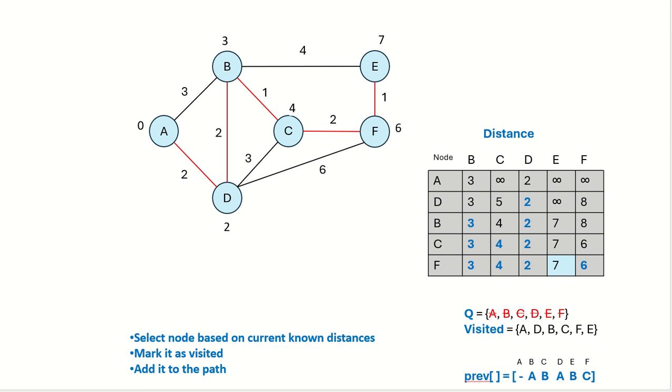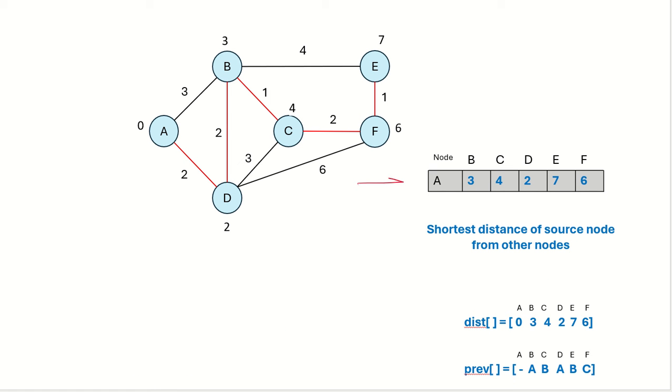Now, out of all the remaining unvisited nodes, only E is left. So E is selected. E is also removed from Q and marked as visited. But since E is not connected to any other node, there will not be any change in the distances. So this is our final distance. This is the shortest distance of A from the other nodes, and these are our previous nodes.